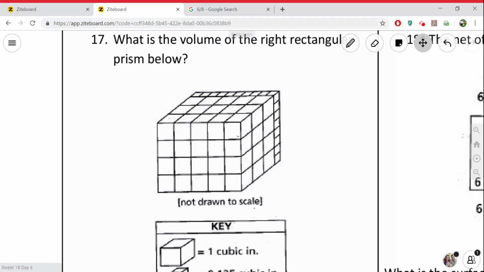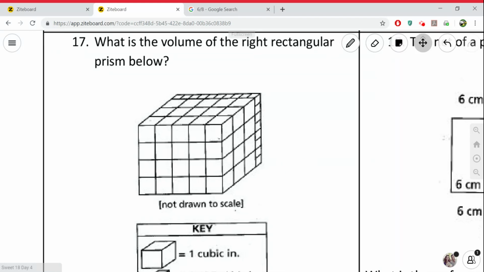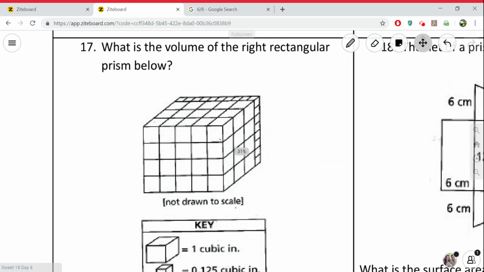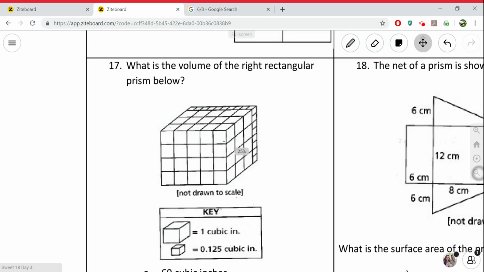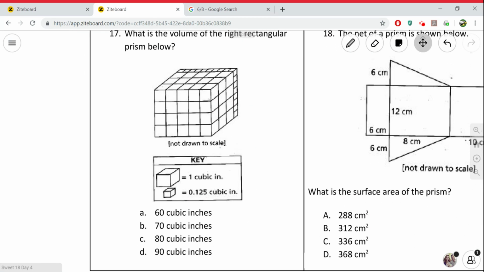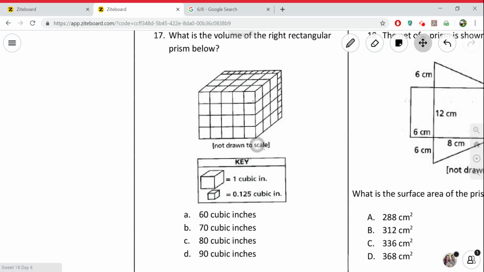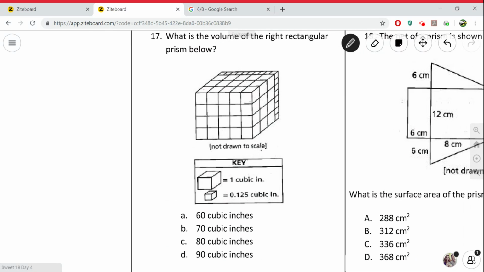Question 17 says, what is the volume of the right rectangular prism below? Go ahead and zoom out a bit so we can see. And so what's the volume of this right rectangular prism? So I've got this prism, and I see it's 1, 2, 3, 4 tall. And I see it's 1, 2, 3, 4, 5 across. Then I see 1, 2, 3, plus a little bit extra, that tiny one there. And this tiny one is 1.25.